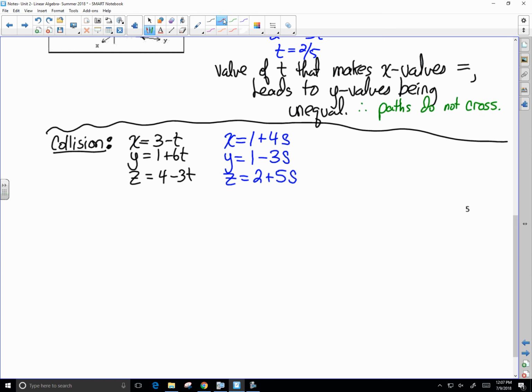And then what we can do, because we have a relationship here, is I can take green, 3 minus t, and set it equal to 1 plus 4s. Then do the same thing with the other ones. 1 plus 6t equals 1 minus 3s. 4 minus 3t equals 2 plus 5s.